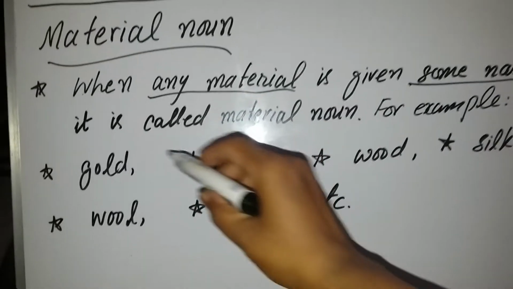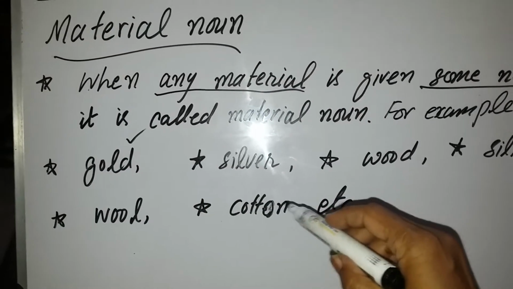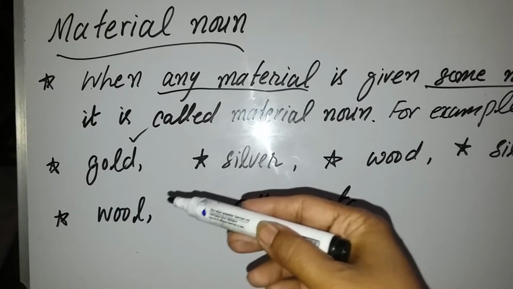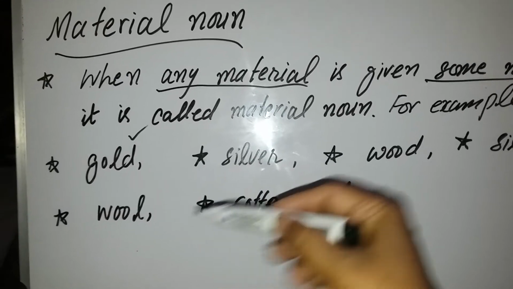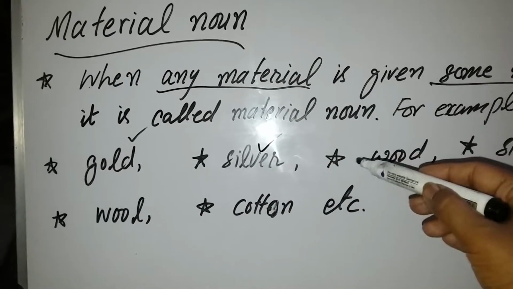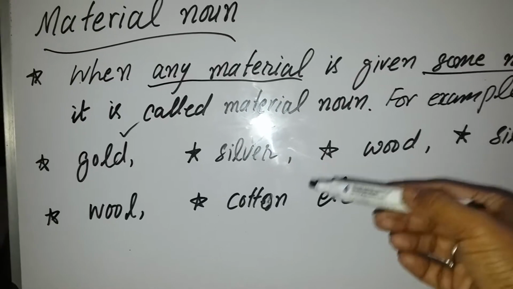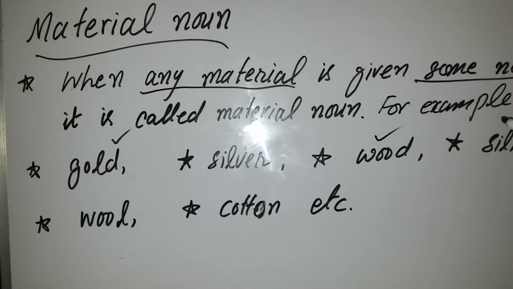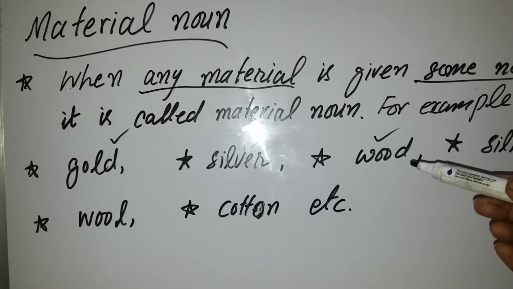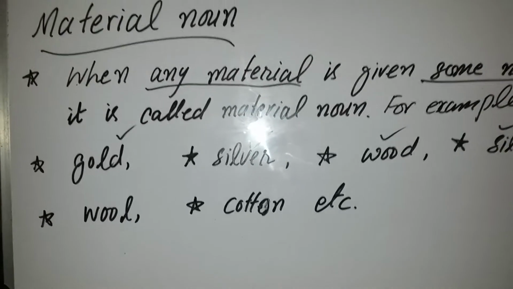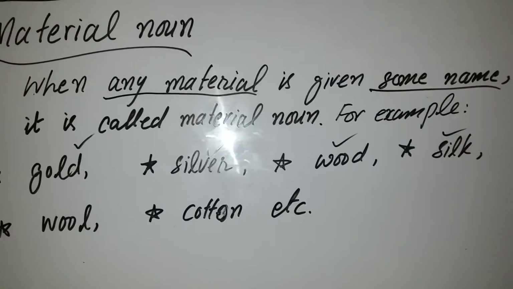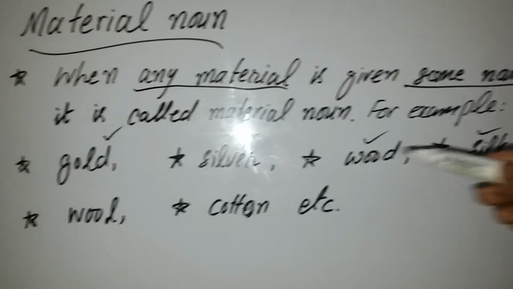For example, gold. It is a material and the name of this material is gold, so it is called material noun. Silver, it is also a material and we have given it a name, silver, so it is called material noun. Wood, it is also a material, so it will be called material noun. Silk, it is also a material, so we will call it material noun.